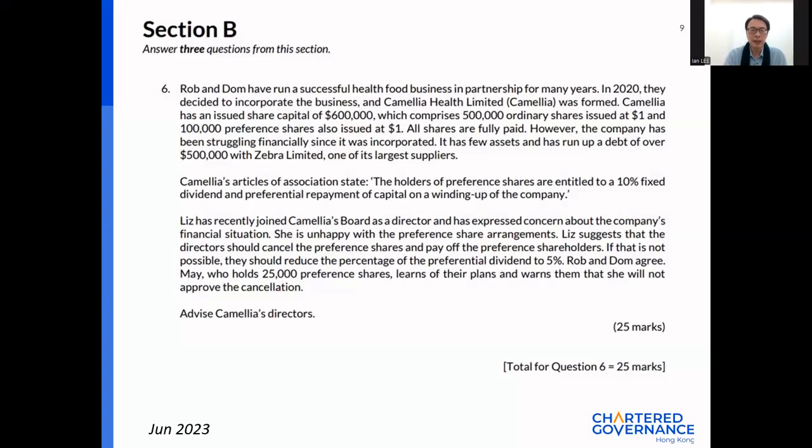She suggests the directors should cancel the preference shares and pay off the preference shareholders. If that is not possible, they should reduce the percentage to 5%. Rob and Dom agree. May, who holds 25,000 preference shares, learns of the plan and warns them that she will not approve. So this is quite similar to what we saw earlier.